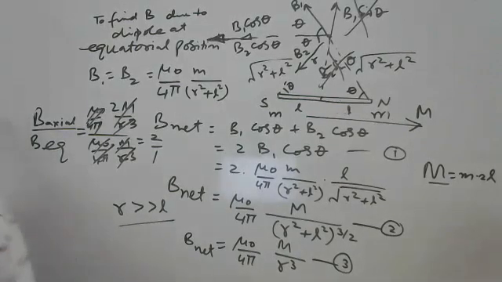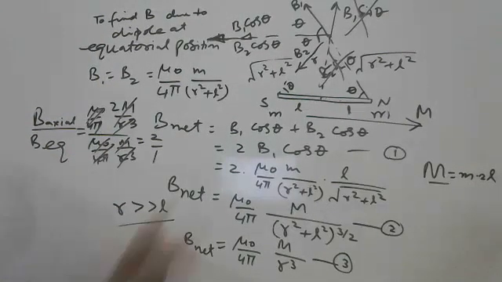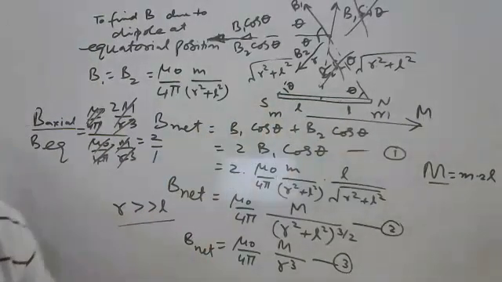Then I am interested in finding the magnetic field at any position due to the dipole. At any position, neither the axial position nor the perpendicular bisector position. This is at any position. This is a general position.